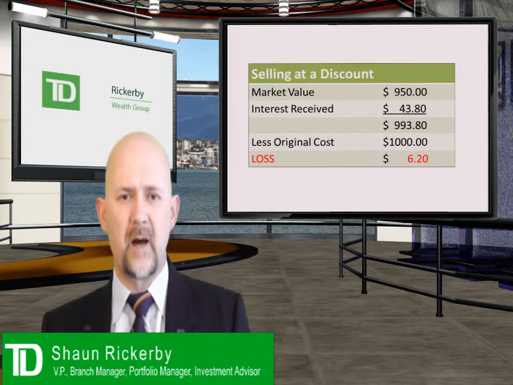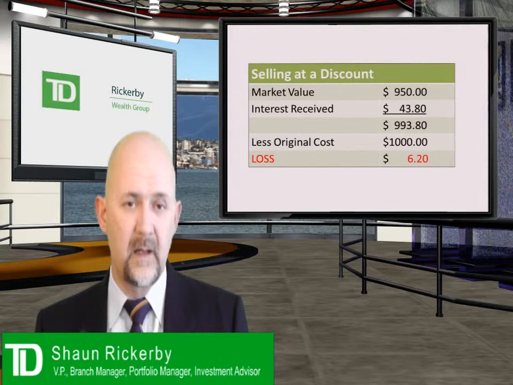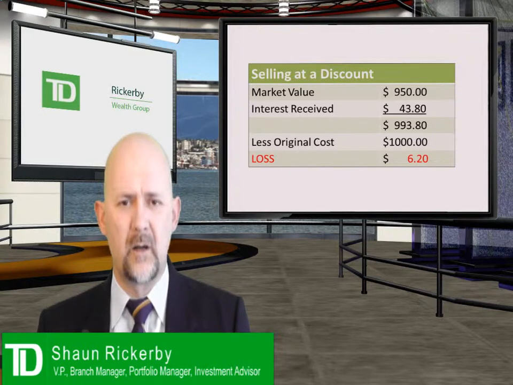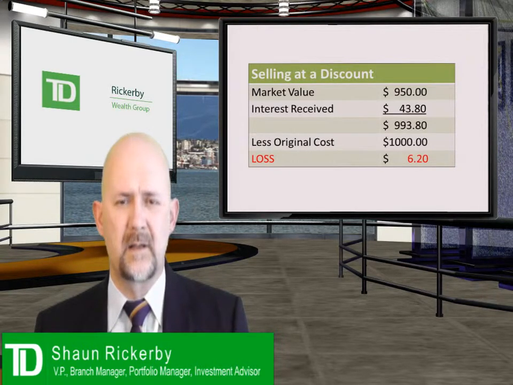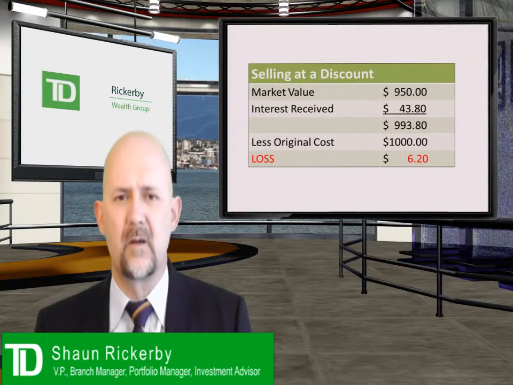For example, if after 1 year an investor sold his bond for $950, the total return would have been the $950 plus the $43.80 in interest. As this is less than the original $1,000, he would incur a small loss of $6.20.